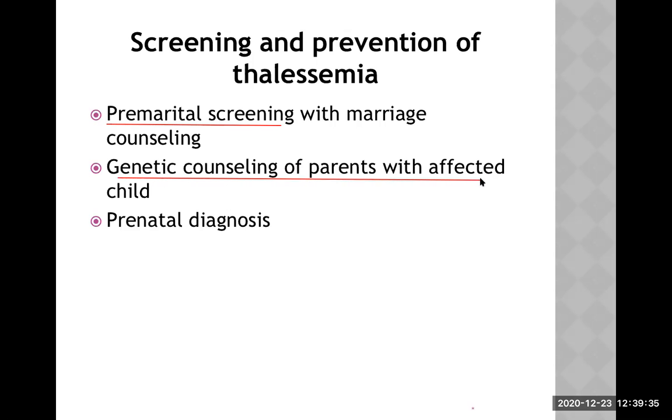Genetic counseling of the parents with affected child is another important point. Now, the first child was born with beta thalassemia major, and they are worried the second child may also be born like that. So we diagnose it first, and if that baby is also having beta thalassemia major, we counsel them appropriately. We tell them what exactly is the situation, and they are the one who decide whether to continue that pregnancy or to abort that baby.